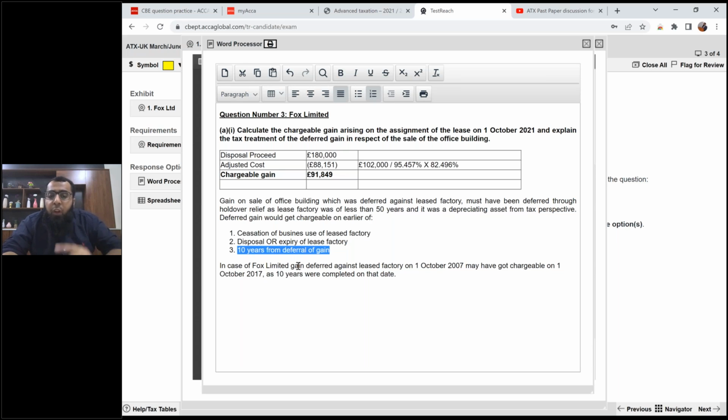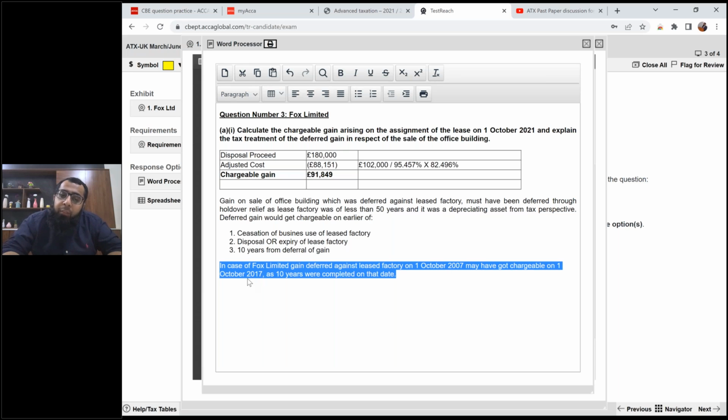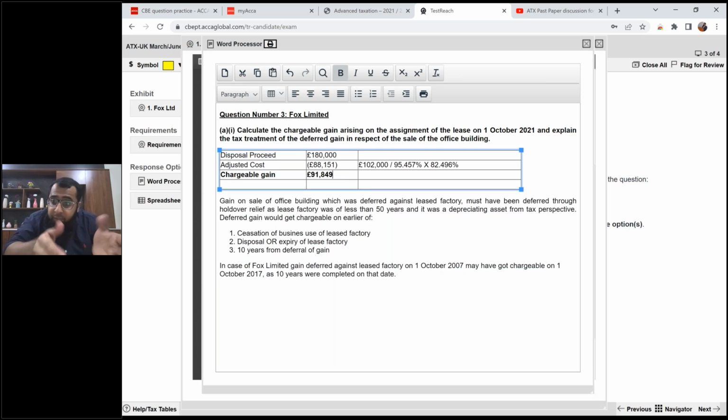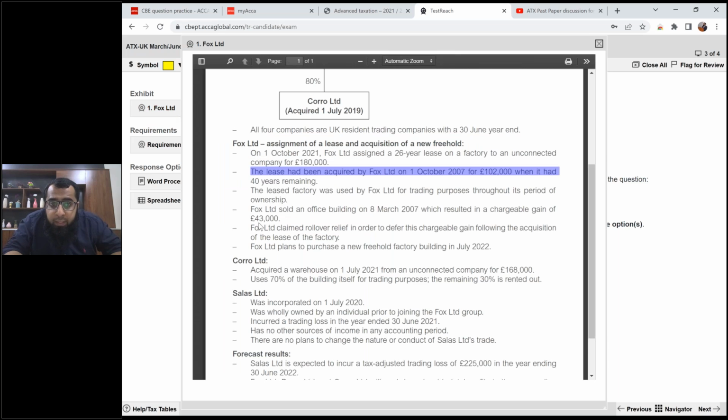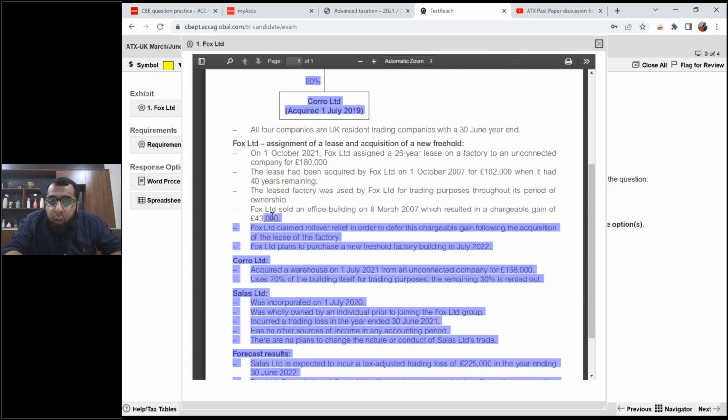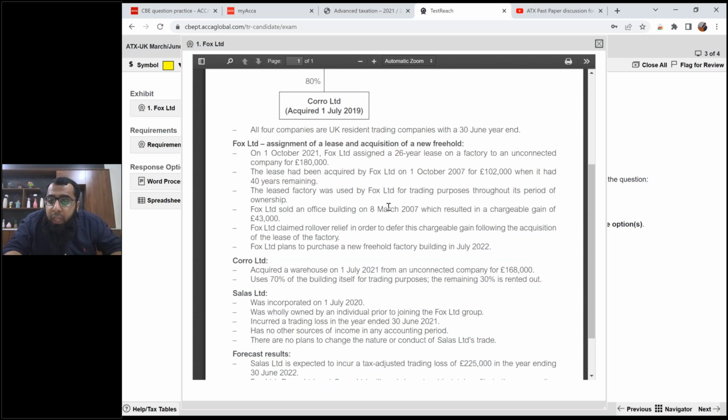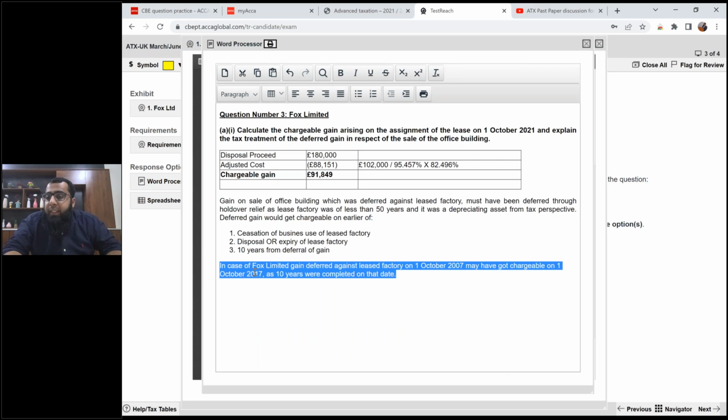In case of Fox Limited, the deferred gain would have already been charged in October 17. This gain is not deferred. This will get chargeable today. This 91,849 will get chargeable today. We are not talking about this 91,849. This comment is on this thing. Fox Limited sold an office building on 8 March 2007, which resulted in a gain of 43,000. This 43,000 pounds must have got chargeable in October 2017.